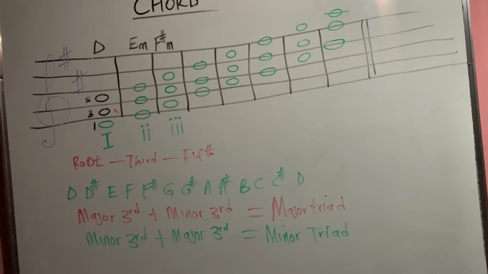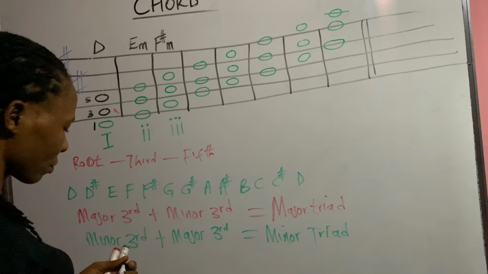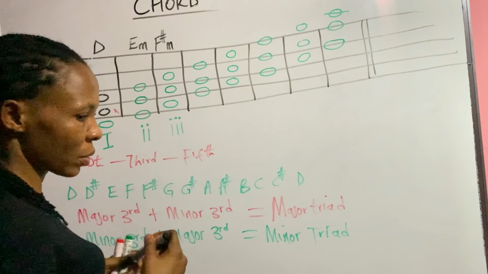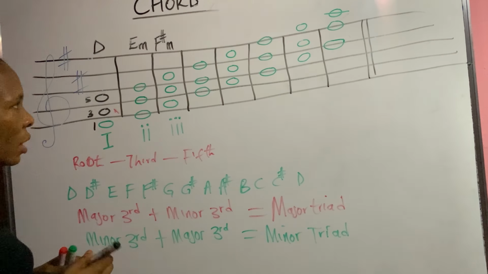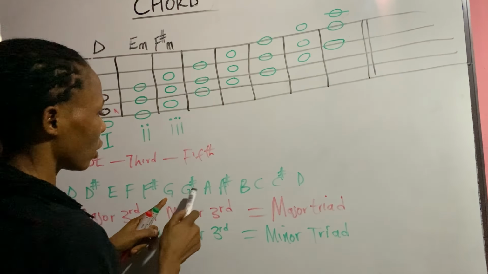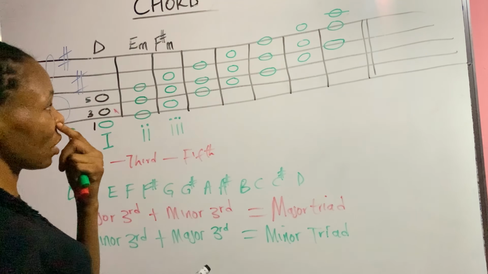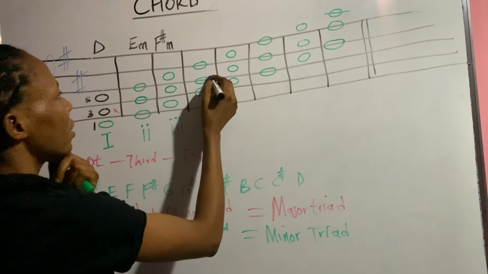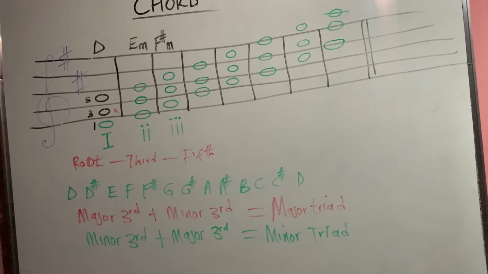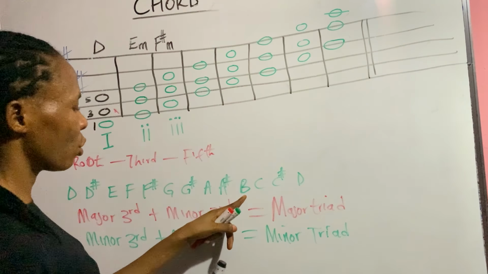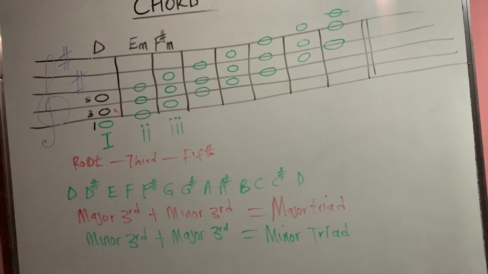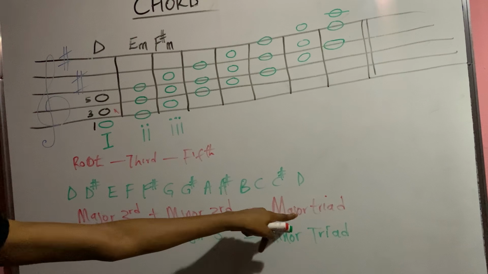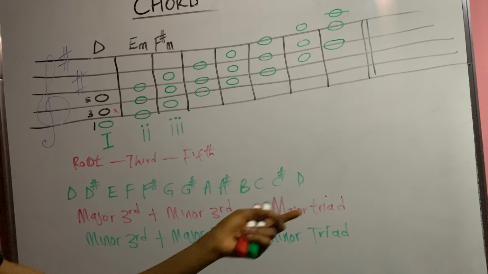Now let's see the next one. Are we ready? I hope you're seeing. This is G to B. G to B, is it a major third? G, 1, 2, 3, 4. It's a major third, right? Now B to D, 1, 2, 3. It's a minor third, because 3 semitones is a minor. So that means major plus minor, and what we are going to have is a major triad.